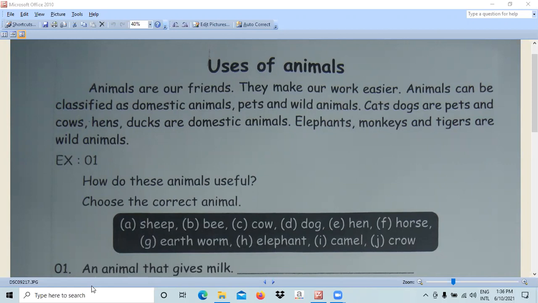So it says that animals are our friends.